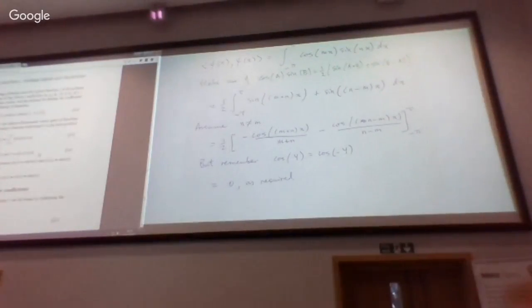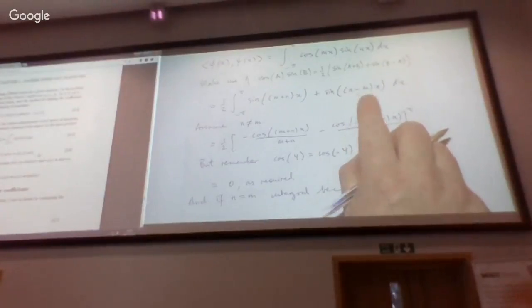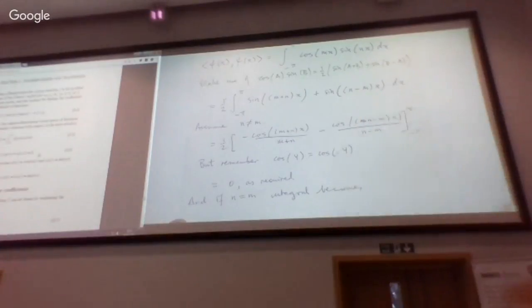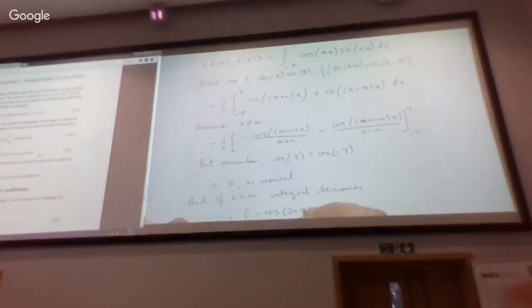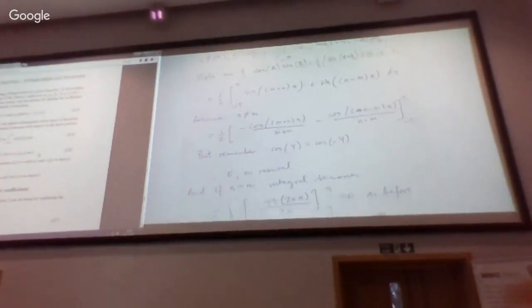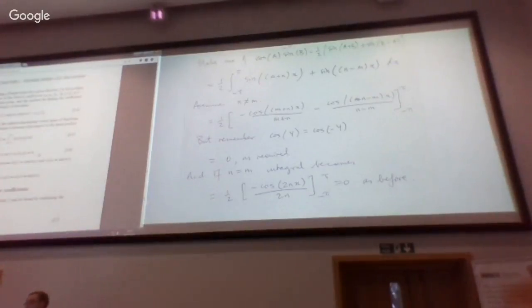So there's the remaining case, if n is equal to m. If n is equal to m, that means this term here isn't really here because it's sine of 0 times x, and sine of 0 is 0. Well, that means the integral just becomes a half of this first bit here, minus the cosine of 2nx over 2n. But that's just equal to 0 as before as well, for the reason that cosine agrees on plus pi and minus pi, so when you subtract the values, they're going to cancel. Okay, so that proves that if you take one of the cosines and one of the sines, they're going to be orthogonal.